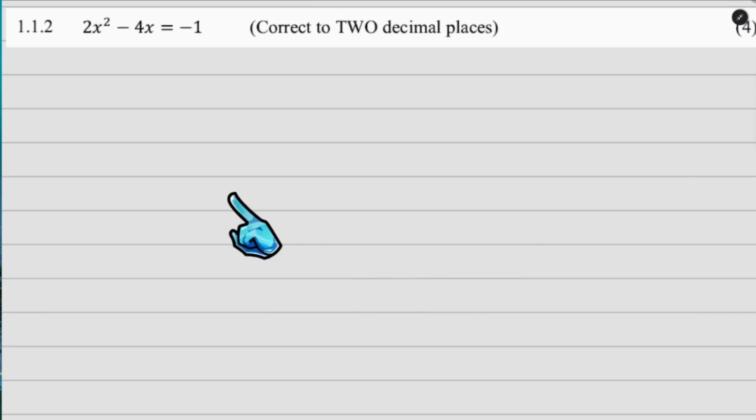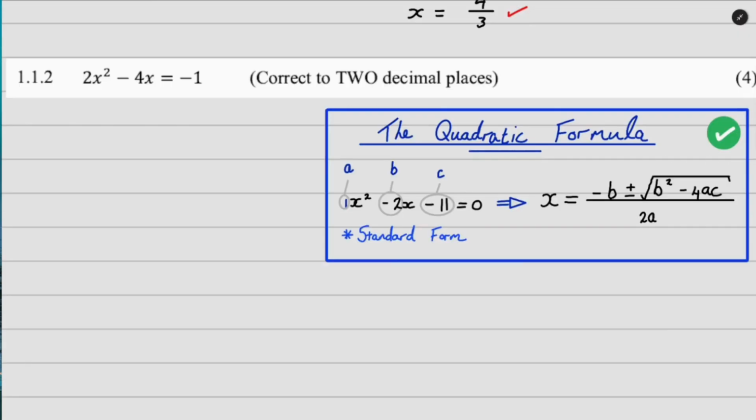Next question, we've also been asked to solve for x here. And we have a massive clue. I can smell the quadratic formula when they give me this clue. So I've just grabbed the quadratic formula here. This little tick means it is on the formula sheet. And then the a, b, and c values are extracted from standard form.